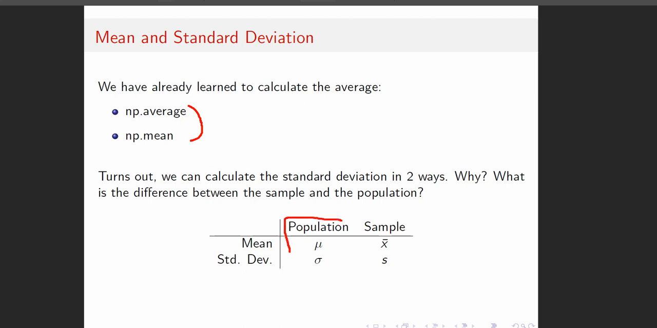So for the population, the mean is, this is the Greek letter mu and the Greek letter sigma. So mu and sigma represent the population mean and the population standard deviation. And for the sample, X bar is the mean and S is the sample standard deviation.